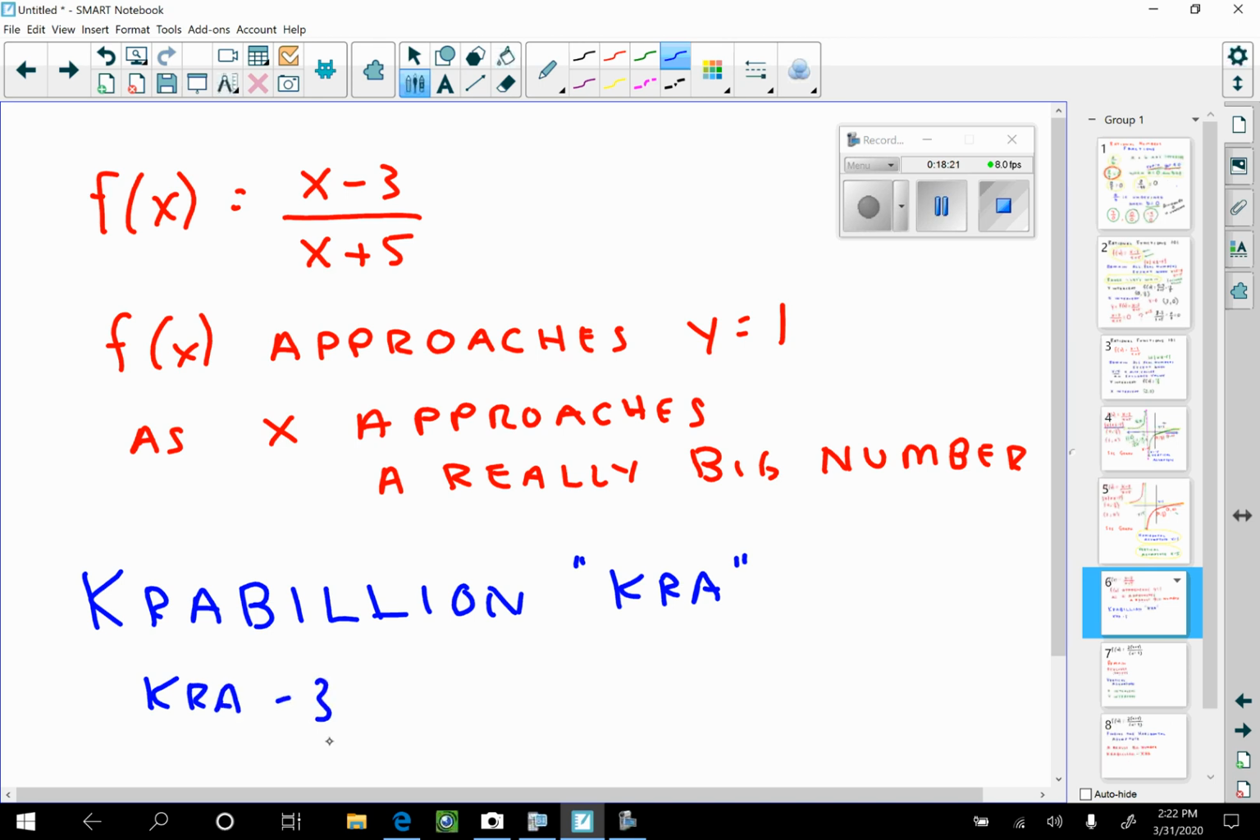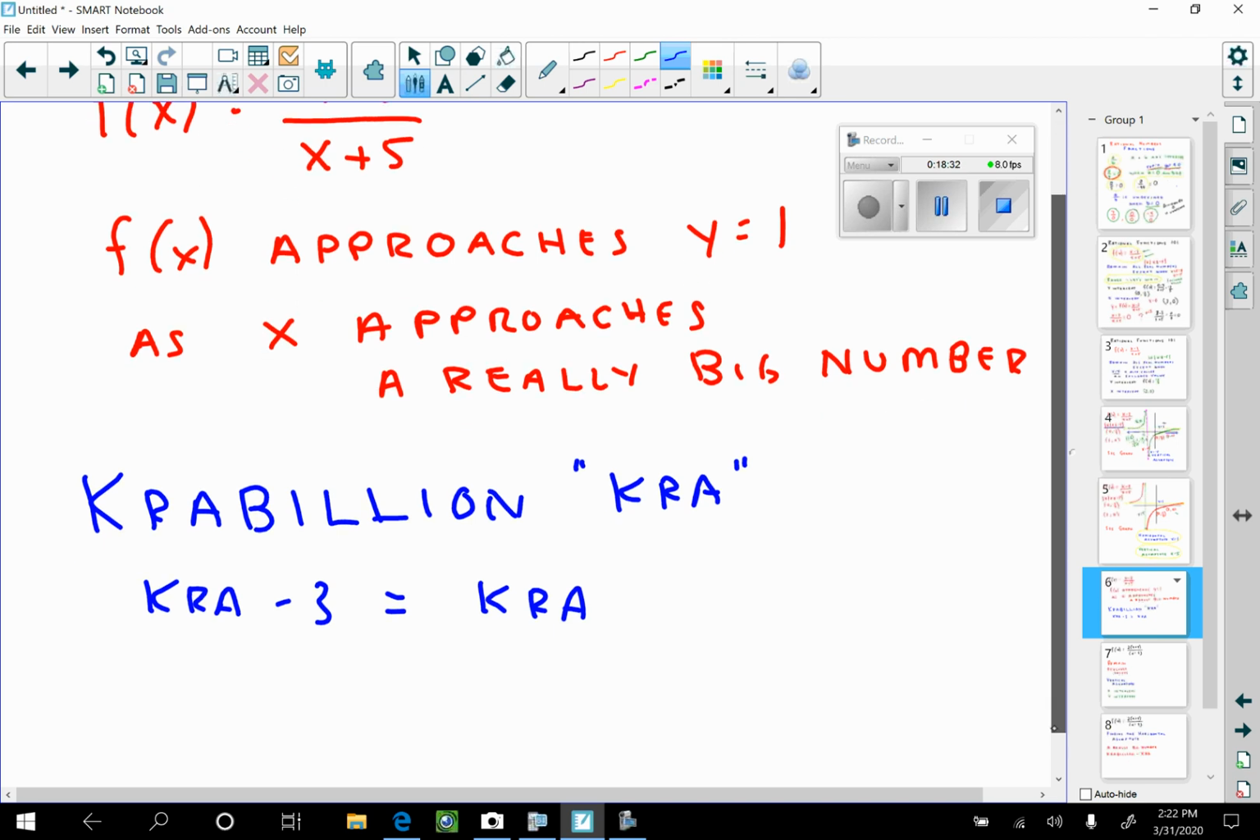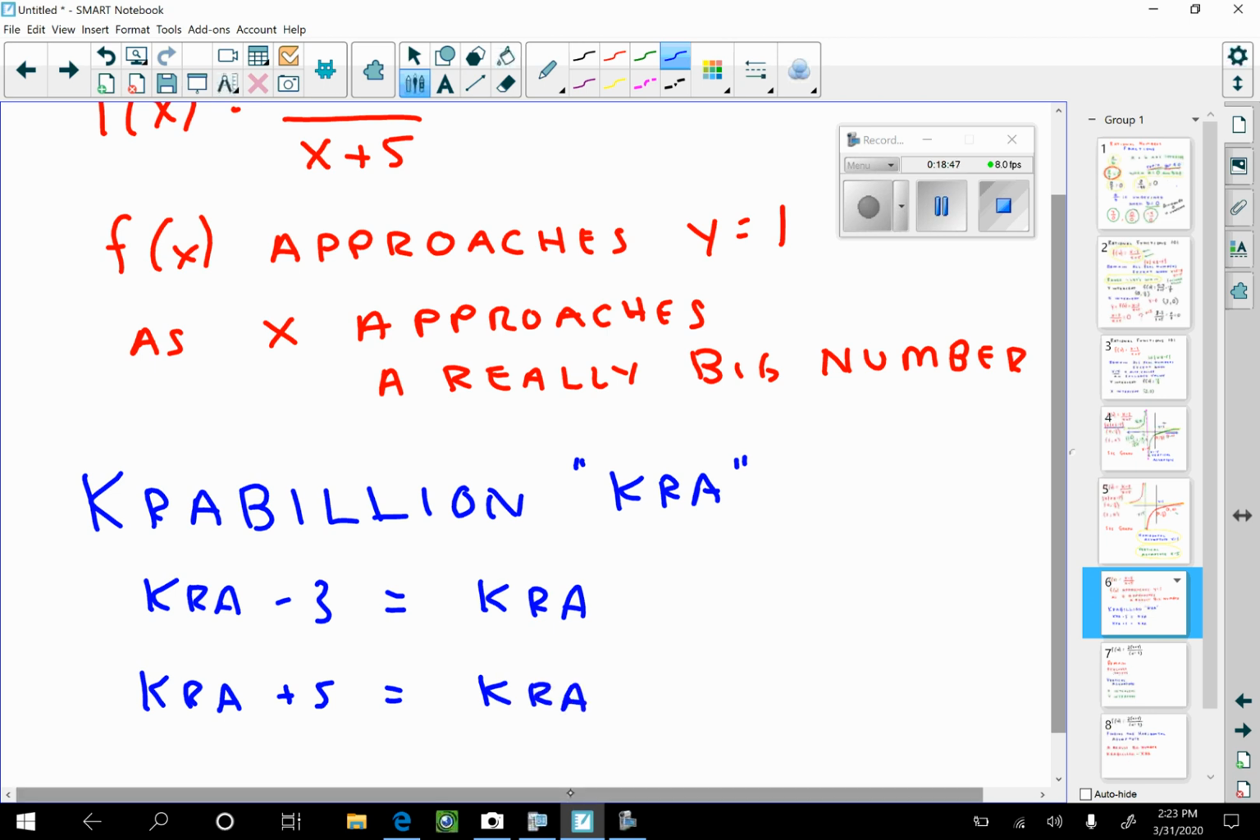minus 3? Well, if I have a million dollars and I give you 3, guess what I have? $1 million. The negative 3 is insignificant. Hey, what if I have a quadrillion dollars and you give me $5? How much do I have? Oh, I still have a quadrillion. Quadrillion plus 5 is quadrillion. Quadrillion minus 3 is still quadrillion. And I'm going to use that to find the horizontal asymptote.